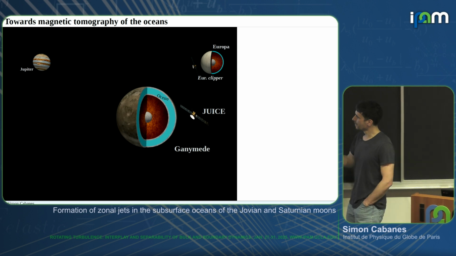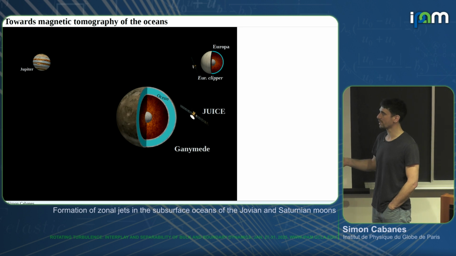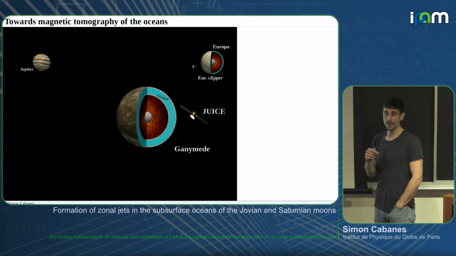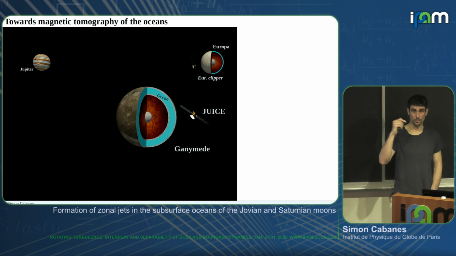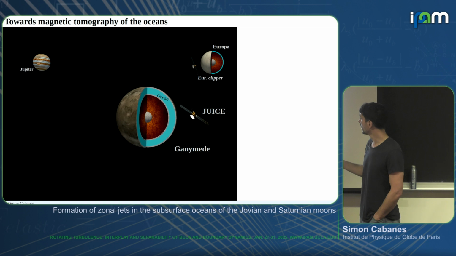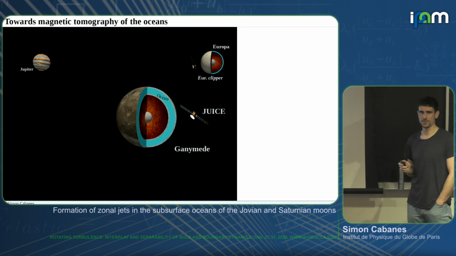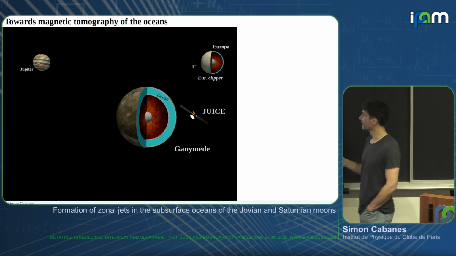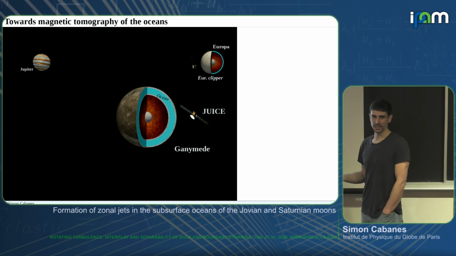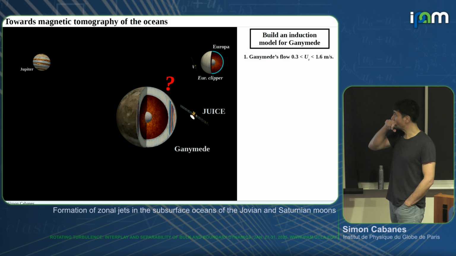So as you know, the two new space missions will fly by for Europa Clipper, but JUICE will orbit around Ganymede. So it will have a very good coverage and a very good determination of what is the magnetic field there. And it will approach to about 500 and then about 200 kilometers above the surface of Ganymede. So since the ocean conducts electricity, we may ask, does the oceanic circulation produce a magnetic field? And to answer that question, we set up an induction model for Ganymede.